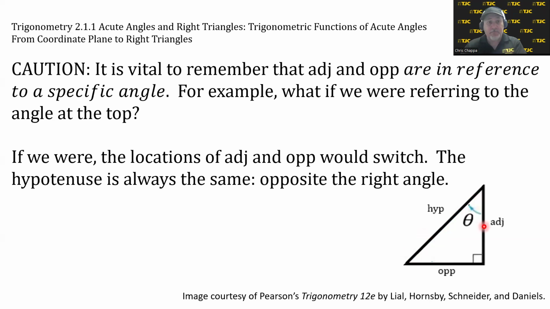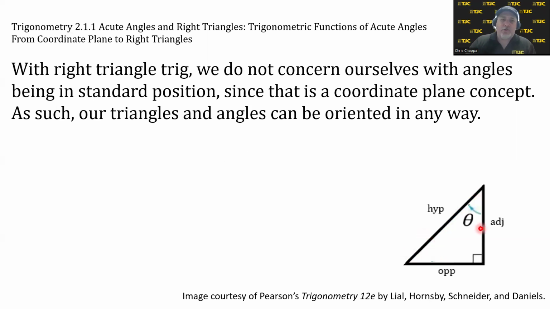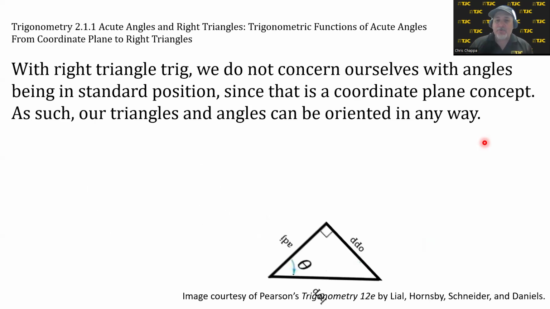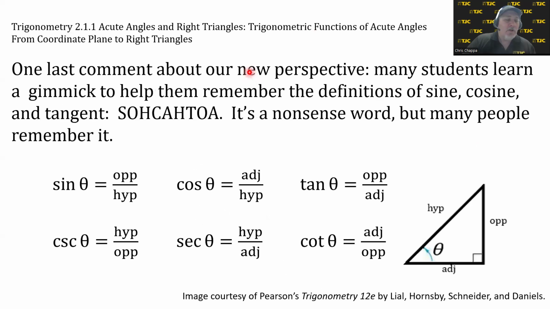With right triangle trig, we do not concern ourselves with angles being in standard position, since that is a coordinate plane concept. As such, our triangles and angles can be oriented in any way as long as we pay attention to who's adjacent and who's opposite. One last comment about our new perspective.